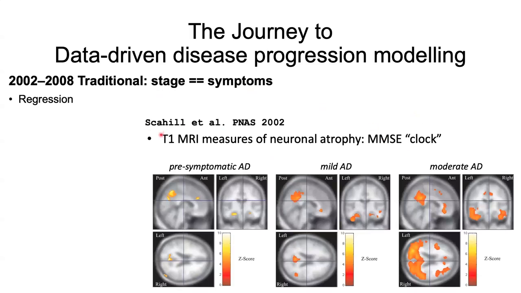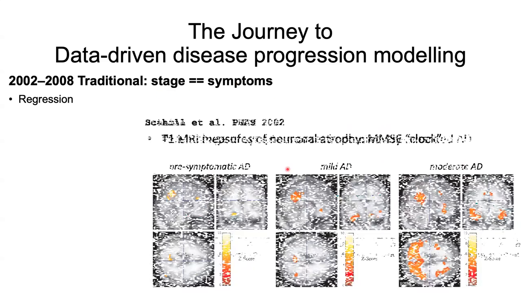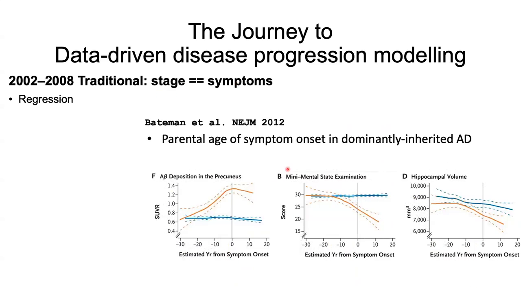In this paper from Rachel Scahill et al., they looked at neuronal atrophy on T1 weighted MRI. The heat map indicates more atrophy from pre-symptomatic through mild and moderate AD, using MMSE as some sort of a clock of the disease time axis. So equating stage with symptoms, which is obviously useful in the symptomatic phase of the disease.